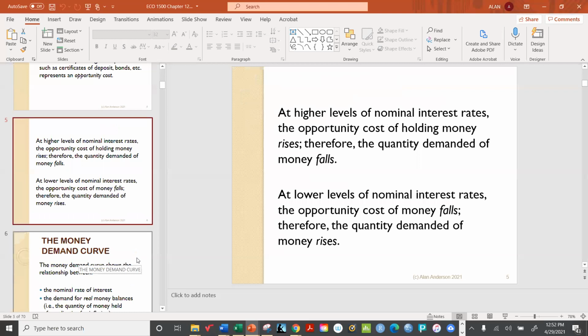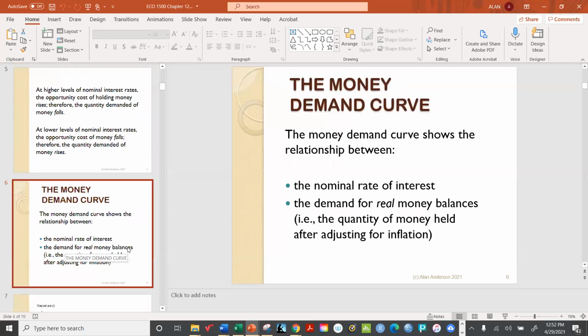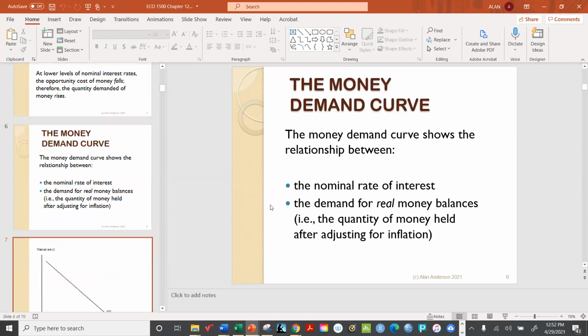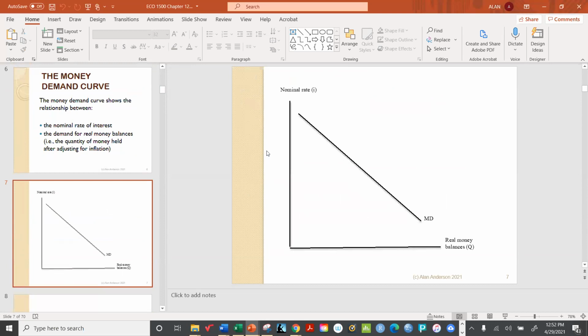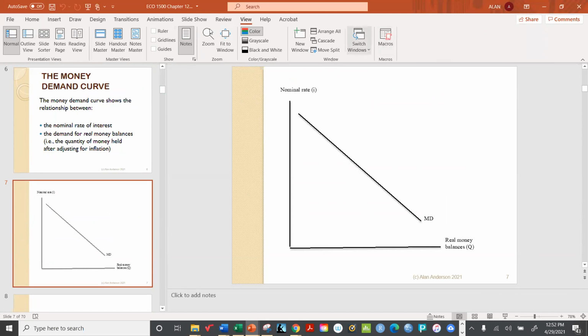Okay, so now what we can do here is create what's called a money demand curve. And it's just like every other demand curve you've ever seen in your life. It's downward sloping, but what's different here is that on the vertical axis, we have the so-called nominal rate of interest, which means not adjusted for inflation. And let me just change something here.